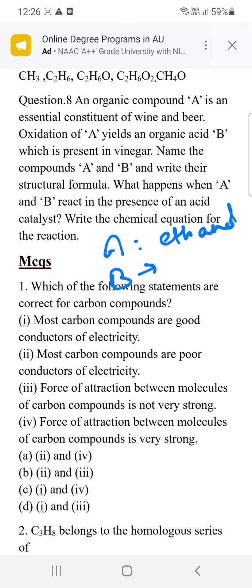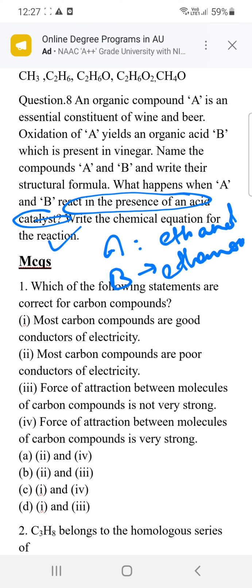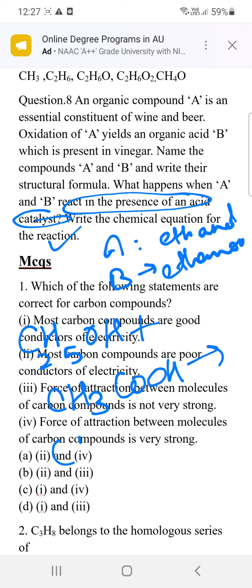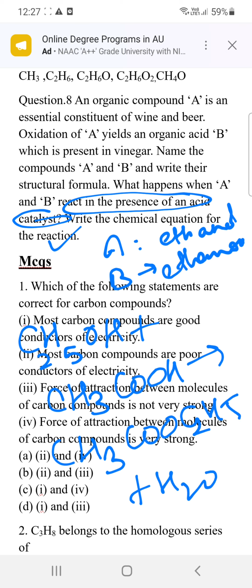They are also asking what happens when A and B react with each other in the presence of a catalyst. B would be ethanoic acid, and in the presence of an acid catalyst, maybe H2SO4, they lead to the formation of esters. The equation you can write easily: C2H5OH plus CH3COOH gives CH3COOC2H5 plus water, and this takes place in the presence of the catalyst H2SO4.